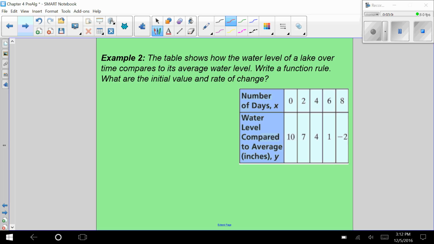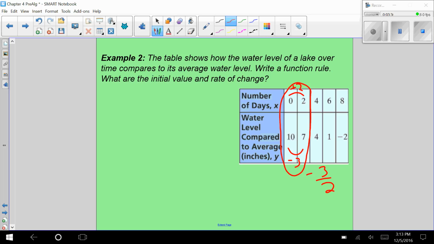All right, the table shows how the water level of a lake over time compares to its average water level. We're going to write a function rule and determine the initial value and rate of change. So using a table, since it's supposed to be a linear function, we can use any two we'd like. So I'm going to use these two. We're going to find our rate of change just like we have before. 0 to 2 is a plus 2. 10 to 7 is a minus 3. The rise over run, so we have to do negative 3 over 2.